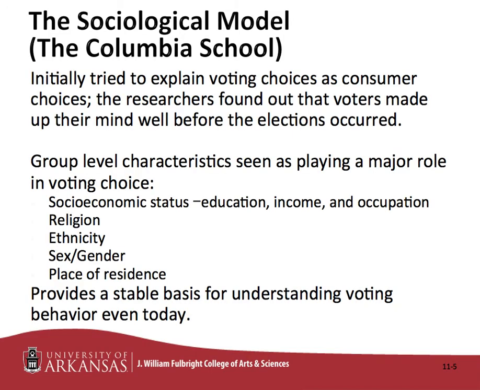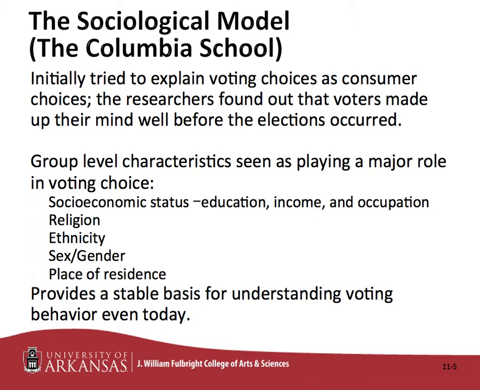The first one is the sociological model, and this stems from the Columbia School, and we can trace this back to the 1940s, where we had researchers trying to explain voting choices as consumer choices. However, the researchers found that the voters made up their mind well before the elections occurred, so it wasn't at all like going to a supermarket and choosing from multiple different items. Indeed, it reflected a connection that was already embedded in these people.